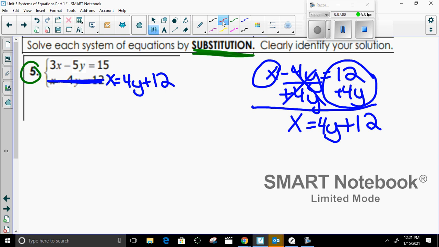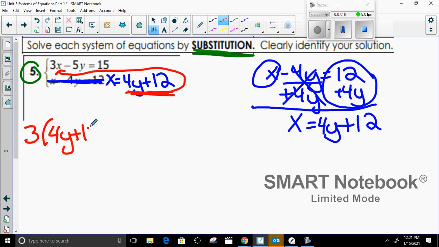Now that you have one of your variables by itself, you have x equaling this. That means wherever you see x in the top, you're going to put in what x equals. So let's rewrite the top. 3 times x, which is now 4y plus 12, minus 5, I finished writing the top, minus 5y equals 15. So I substituted for my x. Now I can go ahead and solve.